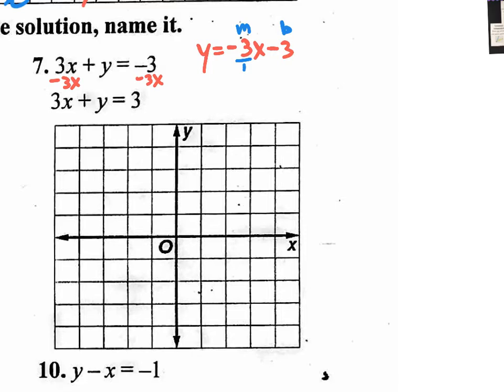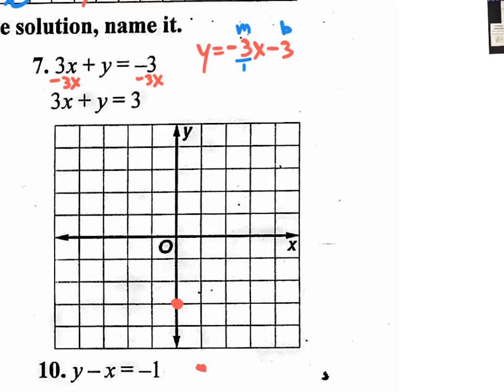It's really easy to graph because it crosses at negative 3. Start with your b value, crosses your y-axis at negative 3. And then from that point, you're going to go down 3 over 1. So from this point, you're going to go down 1, 2, 3 over 1. You're going to have a dot off the graph. But that's okay. Let's just put it down here off the graph.